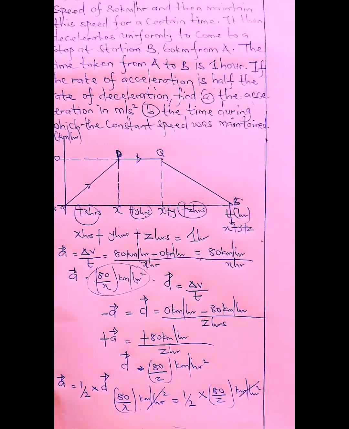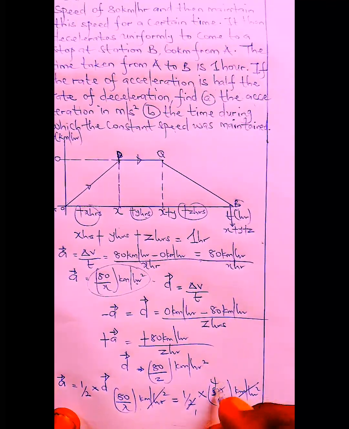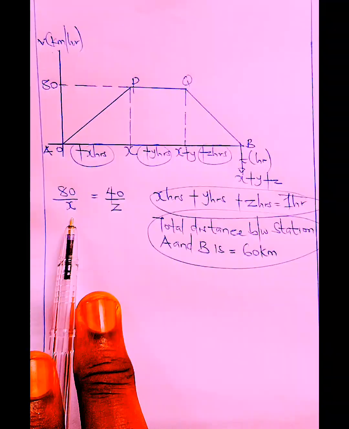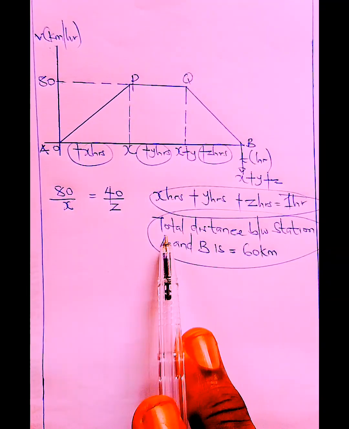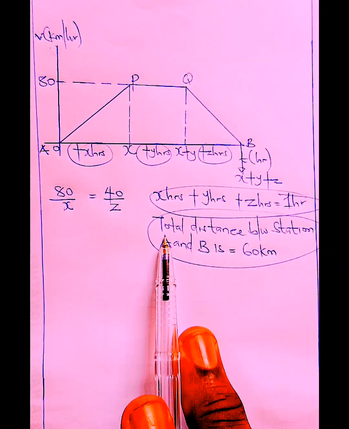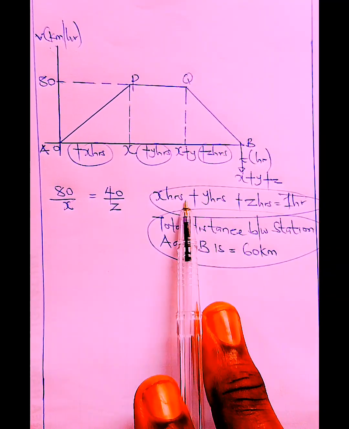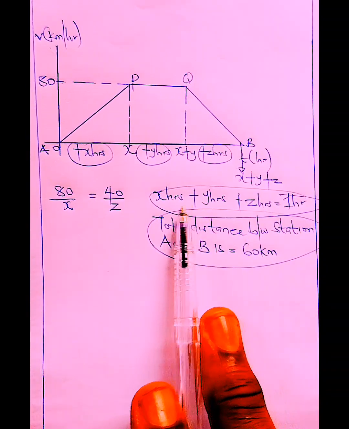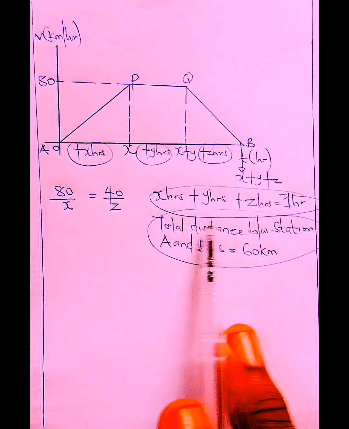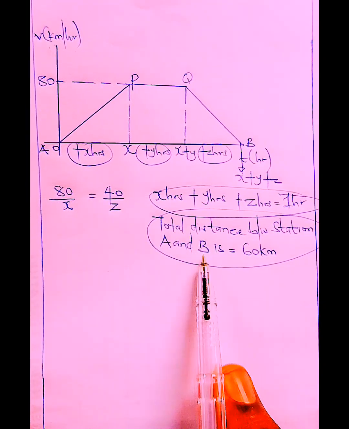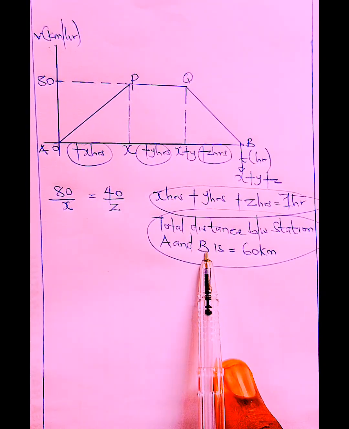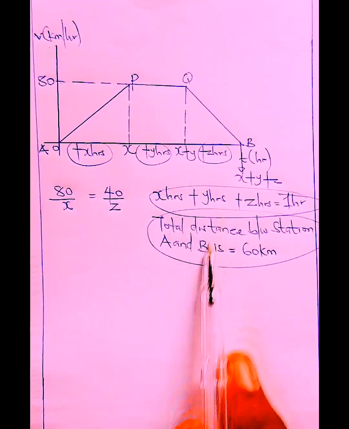This can take out this. So 2 into 80 is 40. So we got 80 over x equal to 40 over z. So it's high time for us to carry on and solve all the questions we are given. Don't forget the total time taken: as stated, it took the train 1 hour to complete the 60 kilometer distance between station A and station B. So everything is already set.